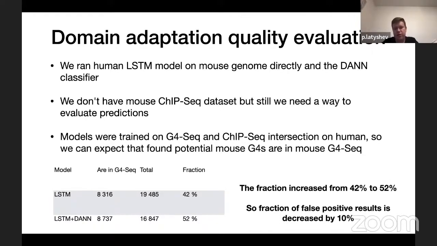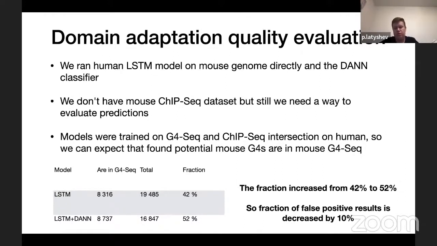We calculated the fraction of good fragments. If a fragment is not in the G4-seq dataset, it means this is a false positive result. And we can compare these fractions. We can see that in the case of DANN, the fraction of false positive results decreased by 10%. So we can make a conclusion that we successfully adapted our model to mouse data. We have a smaller fraction of false results.